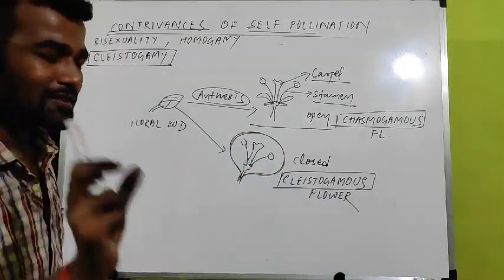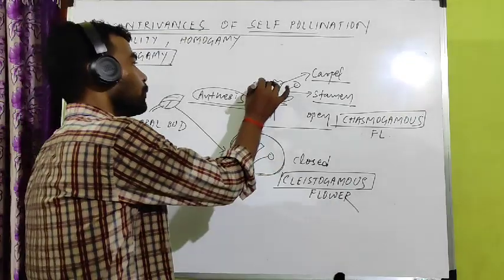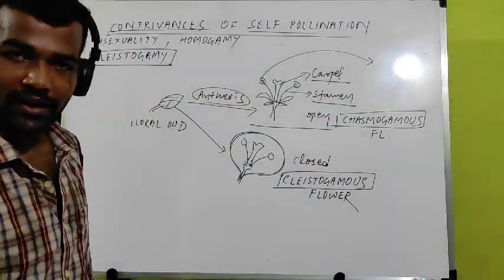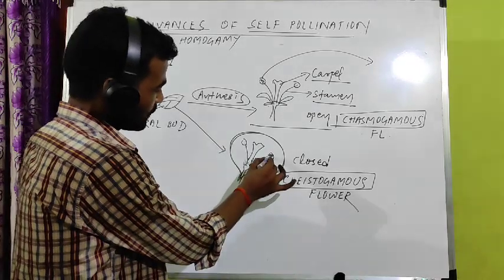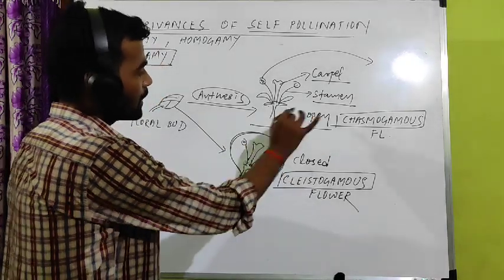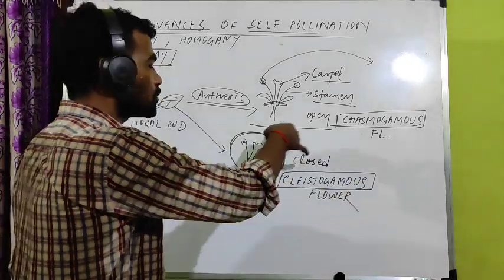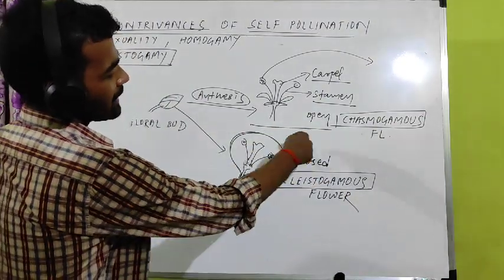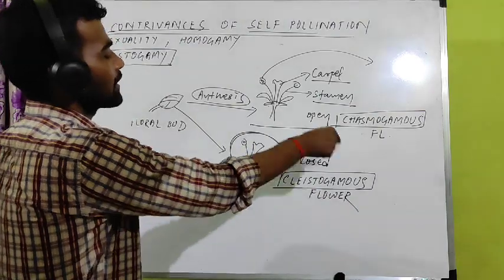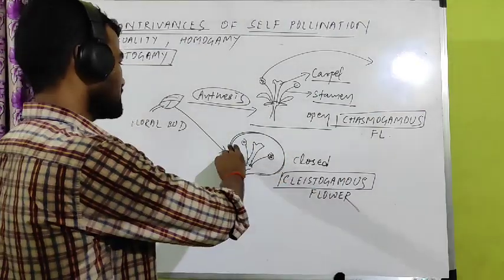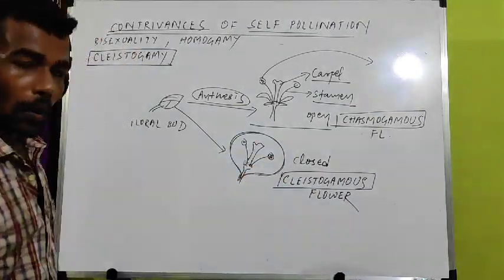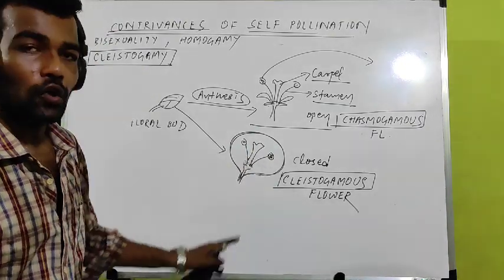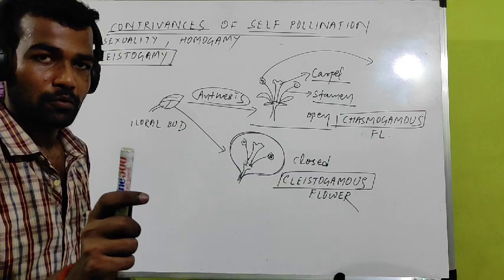So what is the main difference? Here the pollen grains which are produced can be transferred to a separate or different flower. But the pollen grains produced here cannot come out, and from the outer side the pollen grains cannot enter. So that's why in this closed flower, both sexes, stamen and carpel, are always present. Otherwise, reproduction is not possible.